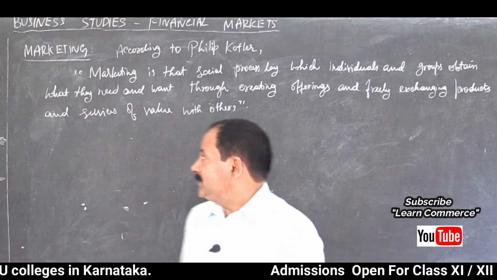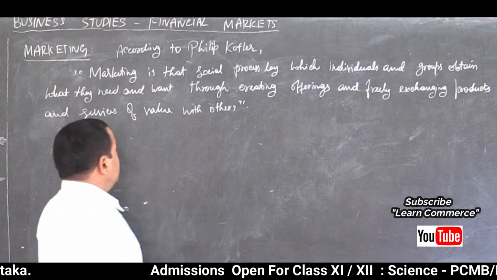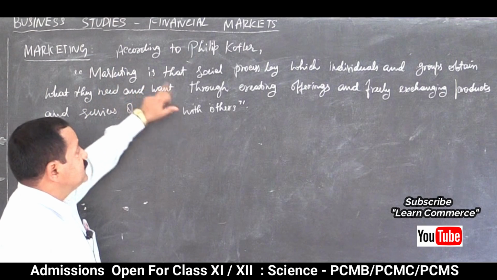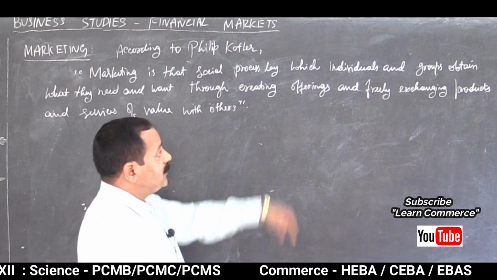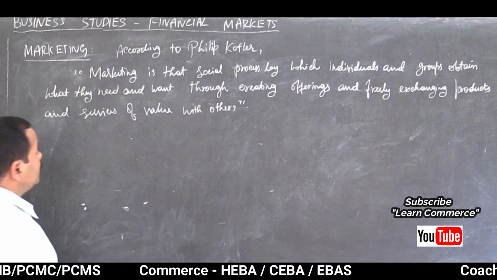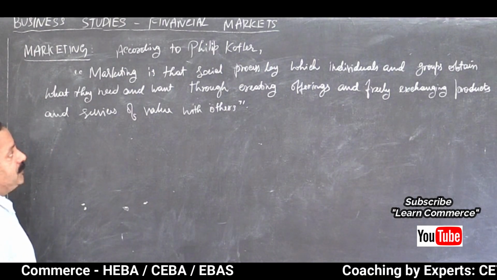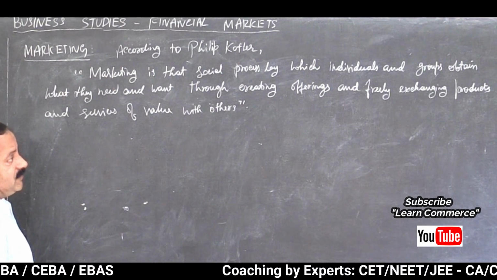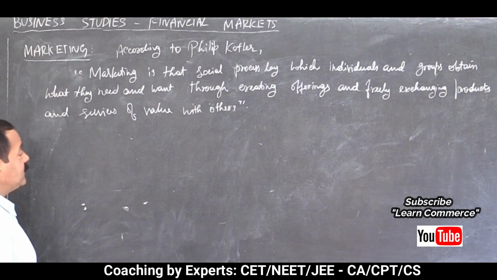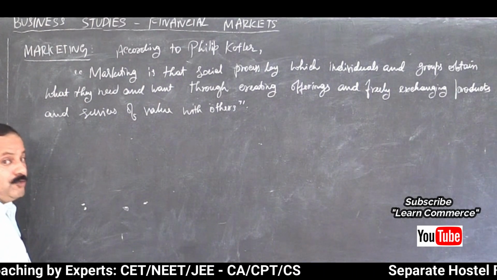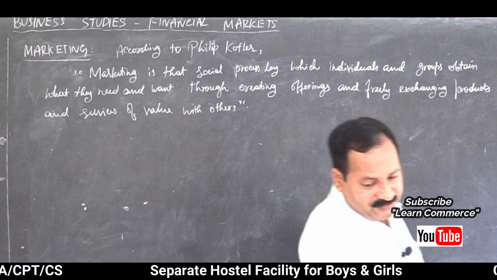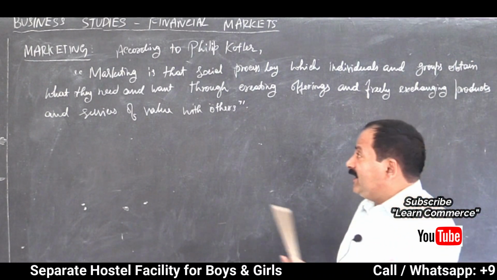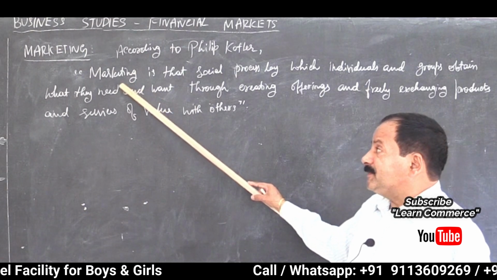According to Philip Kotler, marketing is that social process by which individuals and groups obtain what they need and want through creating offerings and freely exchanging products and services of value with others. Very simple, friends. I have already explained this while analyzing the concept of marketing.